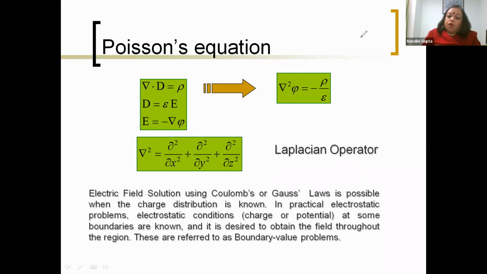And what we do is we solve this partial differential equation subject to the boundary conditions, and therefore these are called boundary value problems. Right? Any questions so far?